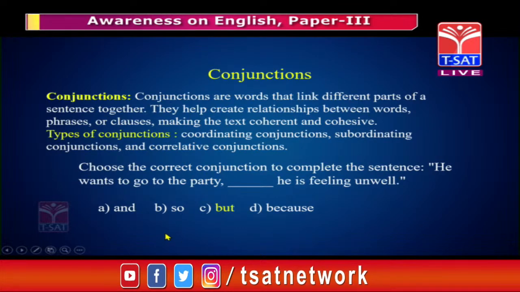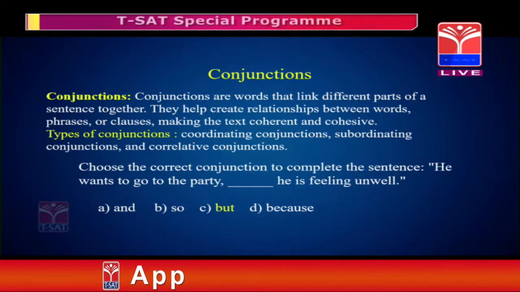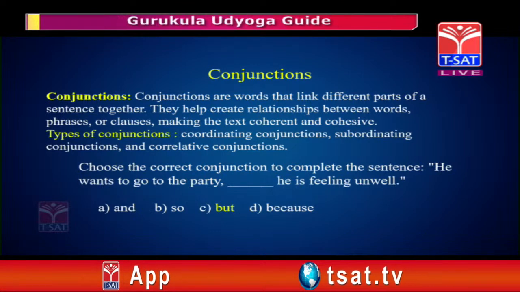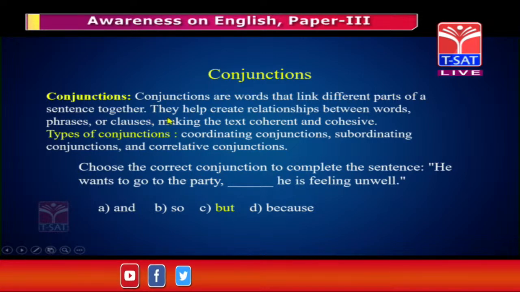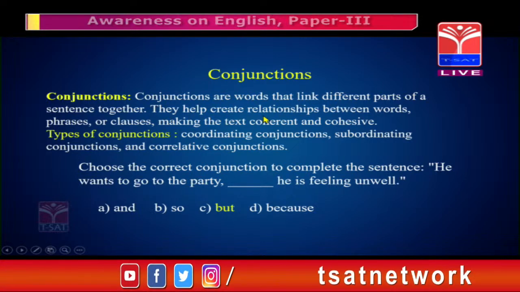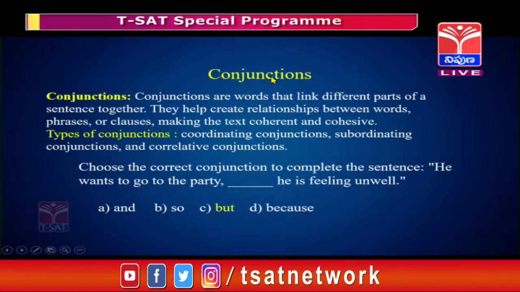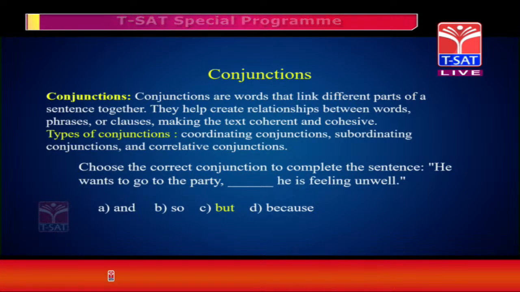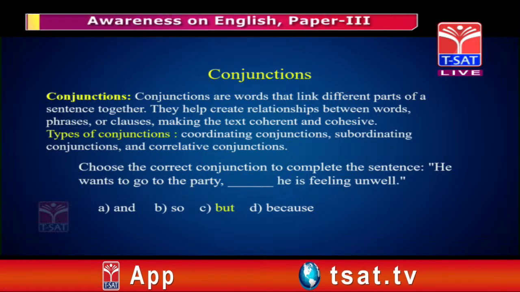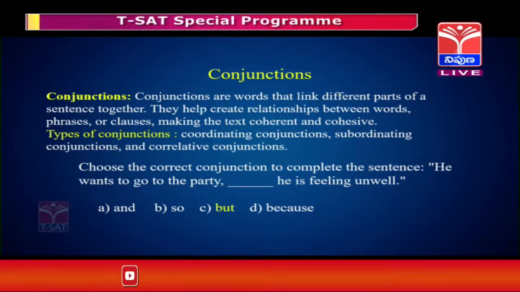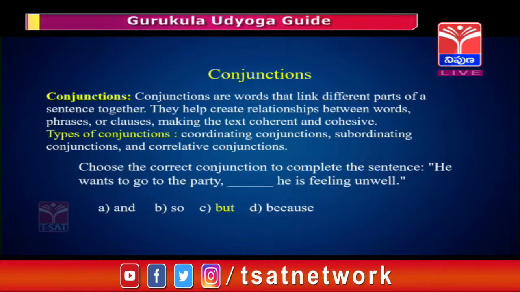Coming to the conjunctions. Conjunctions are words which come under parts of speech. These are the words that link 2 different parts of a sentence together. They help continue the relation between words, phrases and clauses. So we have types of conjunctions: one is coordinating conjunction, the other one is subordinating conjunction, and correlative conjunction. As I said, conjunctions are the words which join 2 clauses or 2 words.